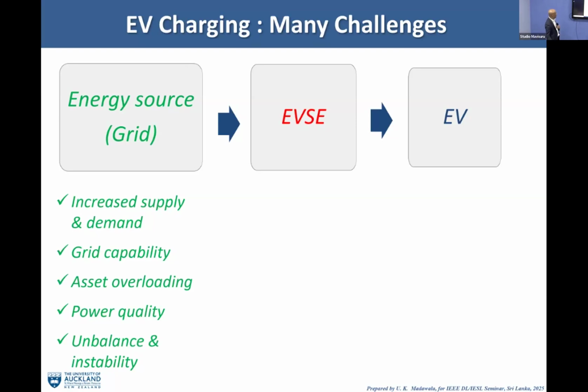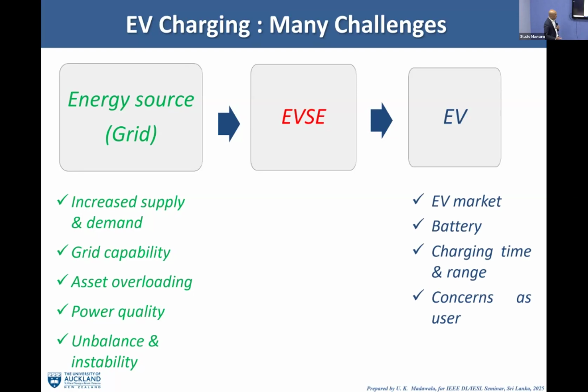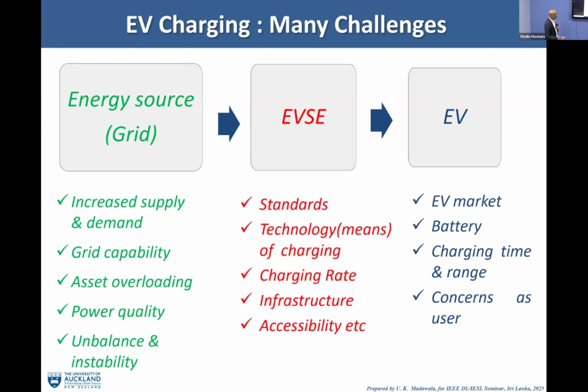And if you take the electric vehicle side, there are some issues with the EV market: the battery, charging time, and also the range, how far they can go on a charge, and also the concerns as a user. In relation to electric vehicle supply equipment, that's the one that you connect the electric vehicle to, it sits between the EV and the grid. Of course, we have to think about the standards, technology, the way we are going to start and charge it, and the charging rate, infrastructure, as well as accessibility. So let's have a look at some of these challenges.